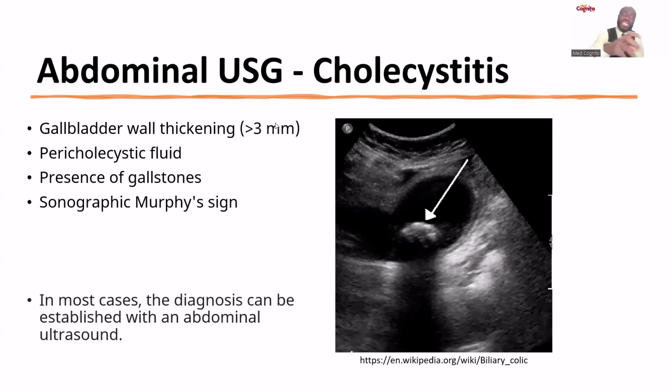These are the features. You see gallbladder wall thickening. You will see pericholecystic fluid. You will see presence of gallstones. And then you see sonographic Murphy's sign. So that is the gallstone there. There will be some pericholecystic fluid, gallbladder wall thickening. In most cases, the diagnosis can be established with an abdominal ultrasound.